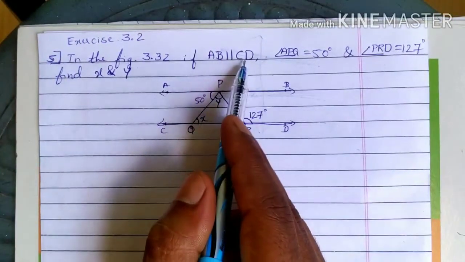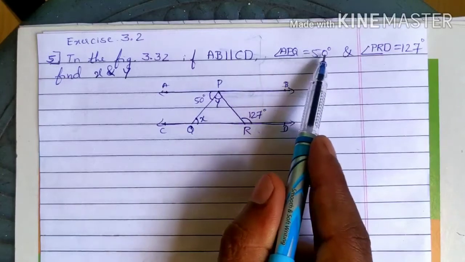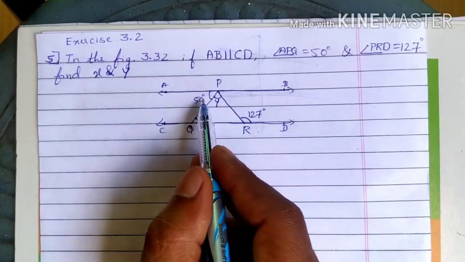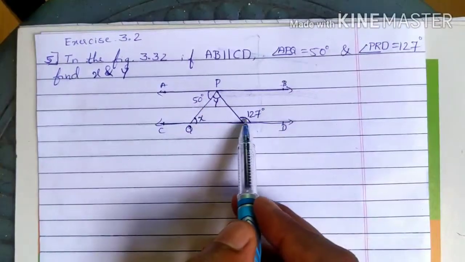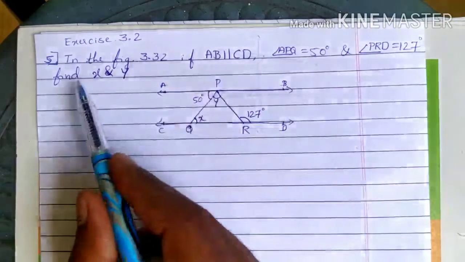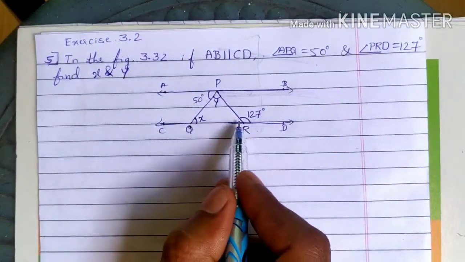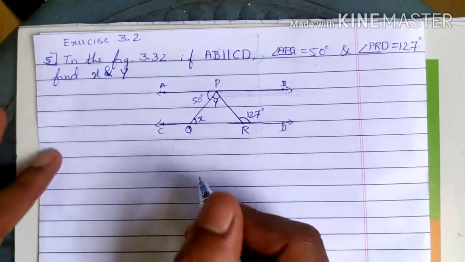Given that AB is parallel to CD, angle APQ is equal to 50 degree, this angle is 50 degree, as they have mentioned in the figure also. Angle PRD is equal to 127 degree. So we have to find X and Y. This is the angle PQR and angle QPR, Y, okay.